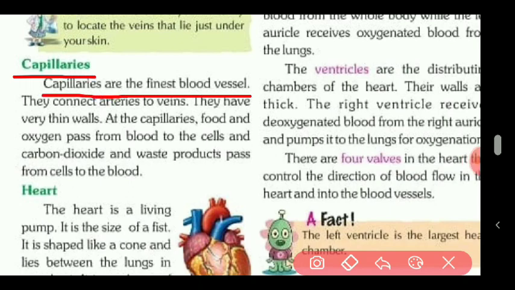What are capillaries? Capillaries are the finest blood vessels. What are the finest blood vessels? It means very thin and hair-like tubes. They connect arteries to veins. So the main function of our capillaries is to connect arteries and the veins. They have very thin walls.